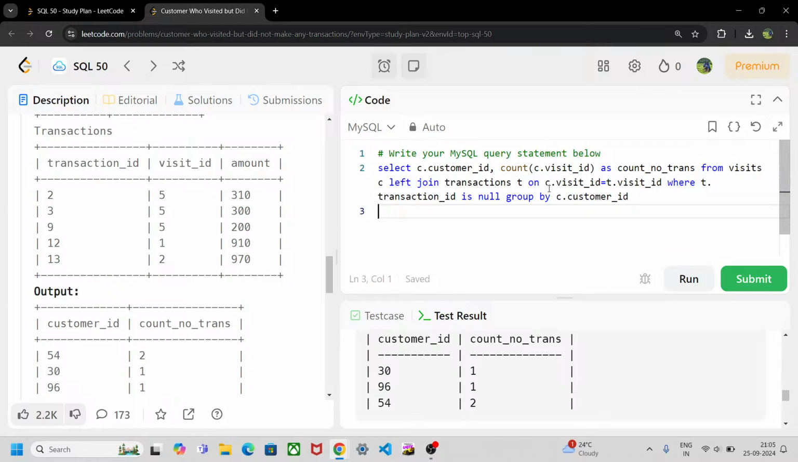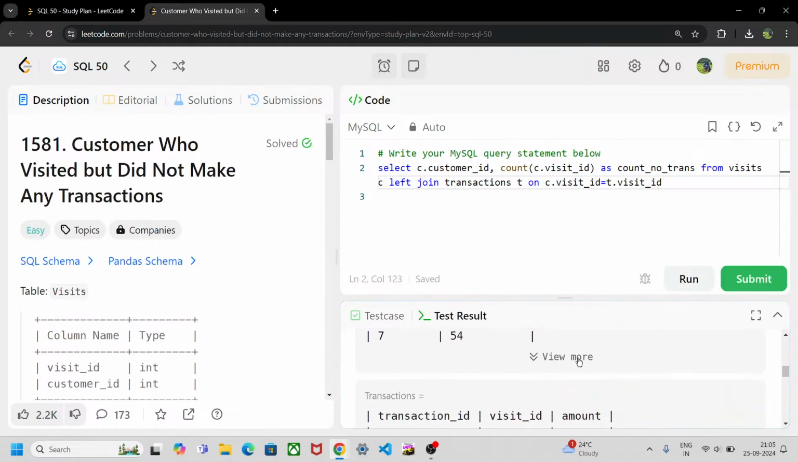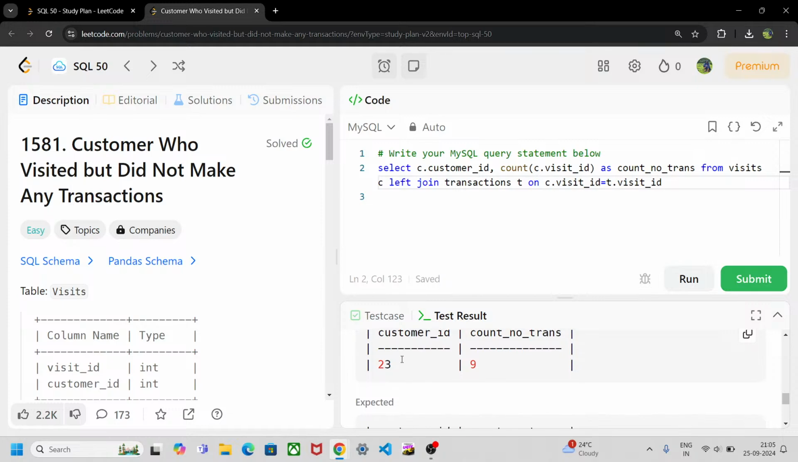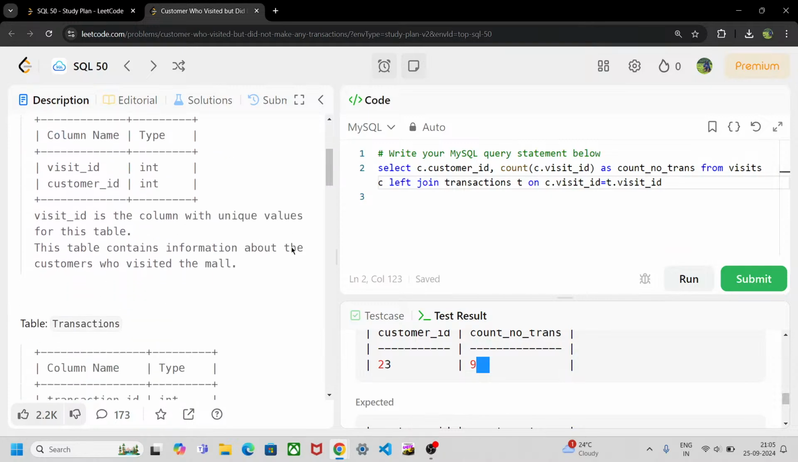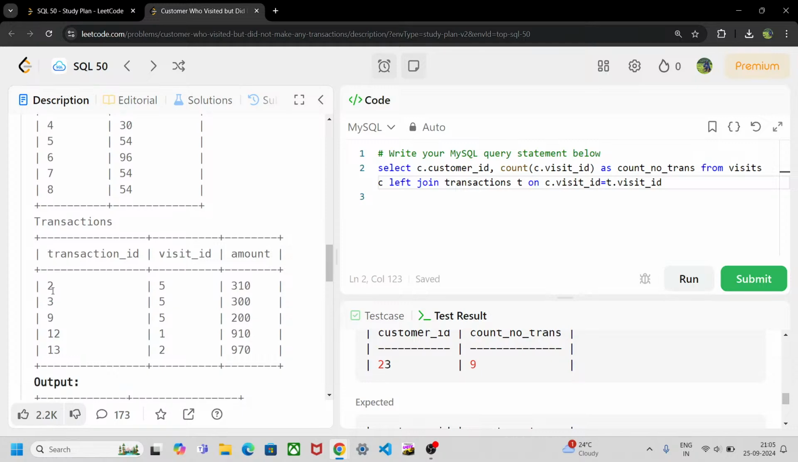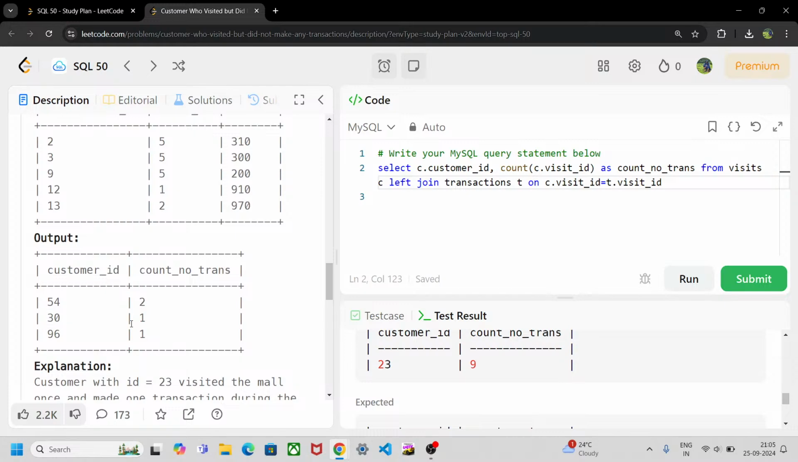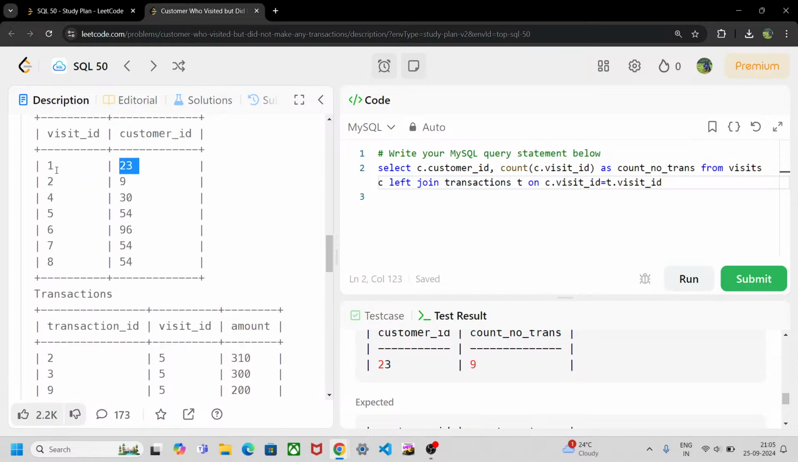just the left join first. If I run this, you will see the left join as below. You will see just 23, and the count of transactions is 9. Why are we seeing that? This is 23, and 1 2 3 4 5 6 7. Why am I getting 7 here? 1 2 3 4 5 6 7.